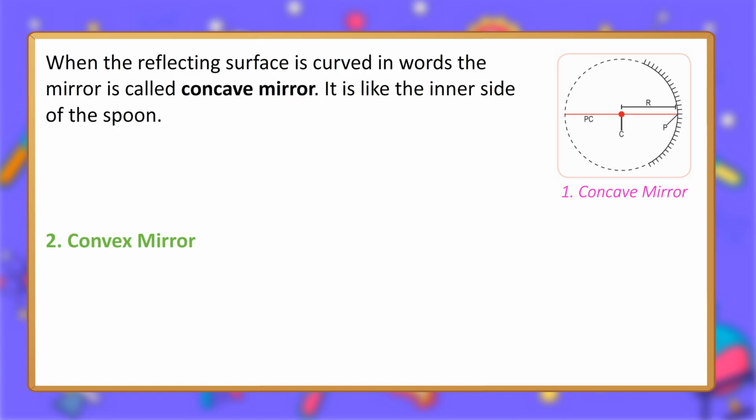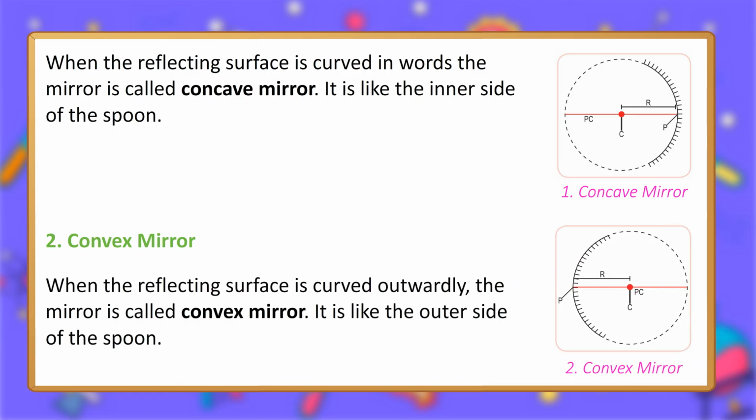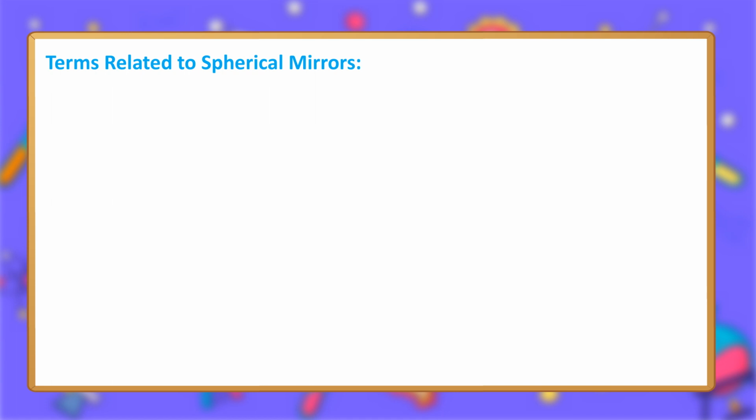2. Convex mirror. When the reflecting surface is curved outwardly, the mirror is called a convex mirror. It is like the outer side of a spoon. Terms related to spherical mirrors.